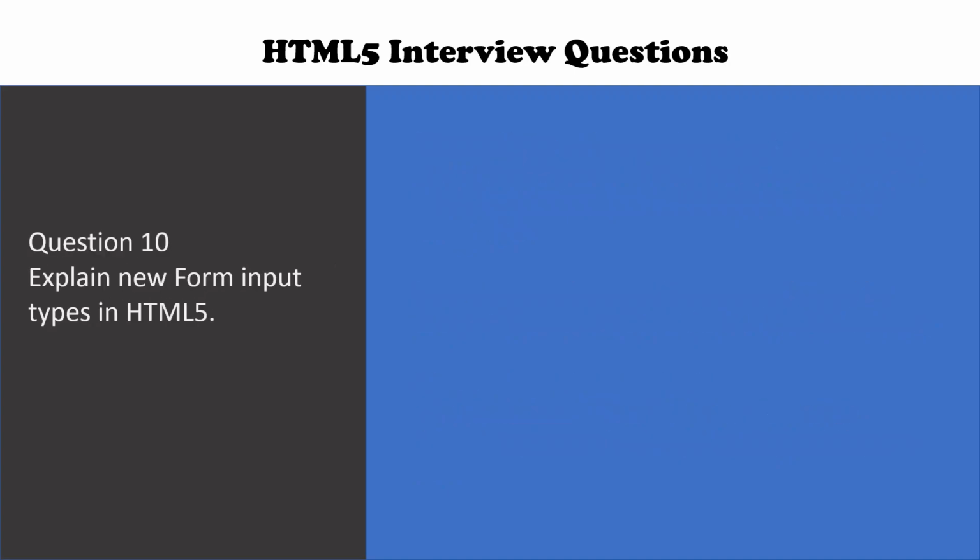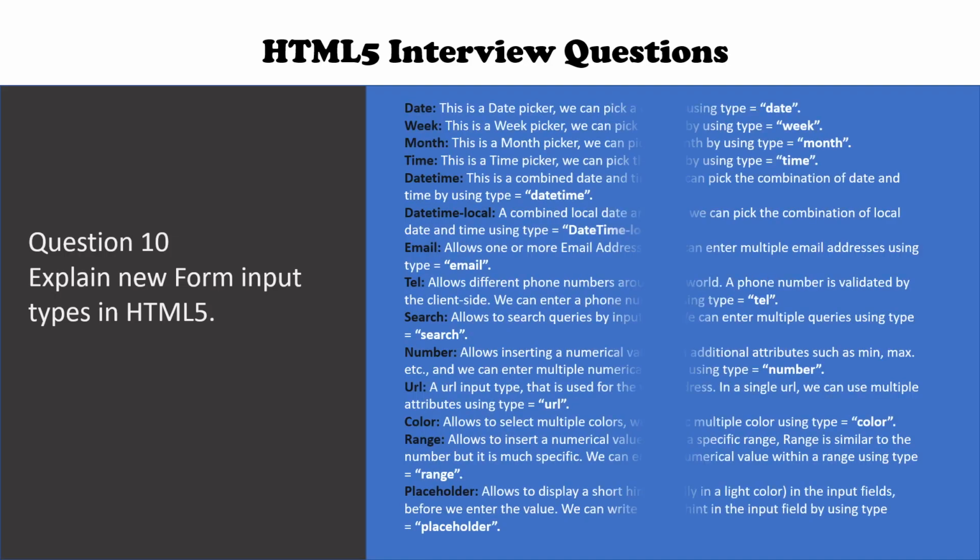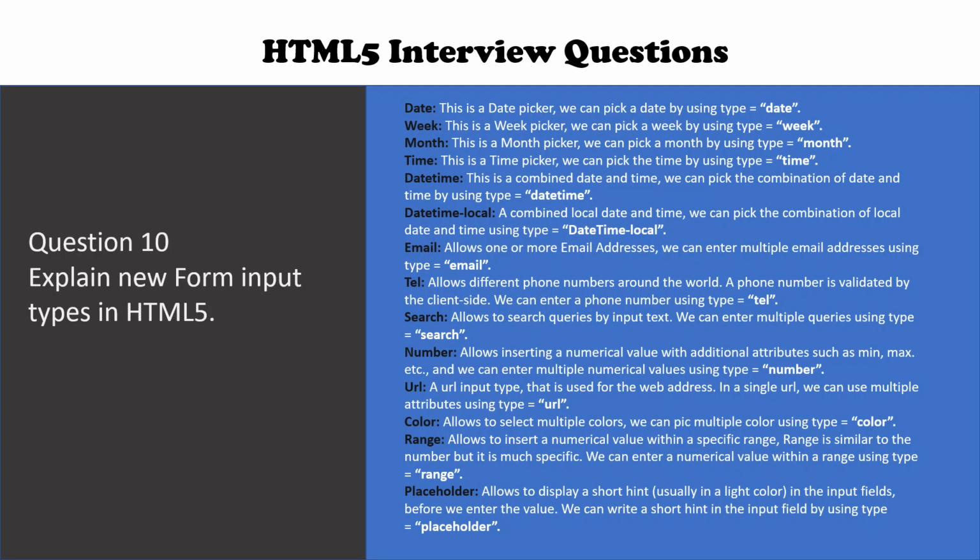Our next question is, explain new form input types in HTML5. These are some of the new form input types that are supported in HTML5. Date type, week type, month, time. Datetime is the combination of date and time both. Datetime-local is a combined local date and time. We can pick the combination of local date and time using type equal to datetime-local.